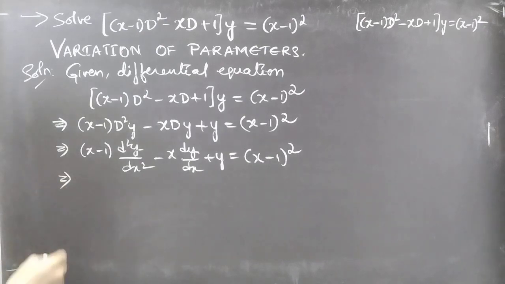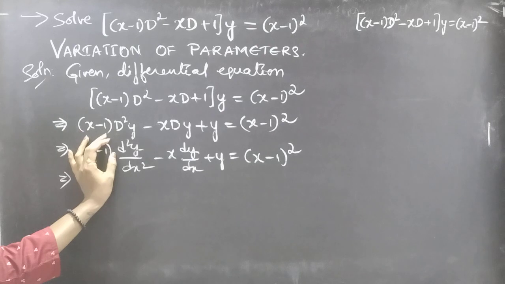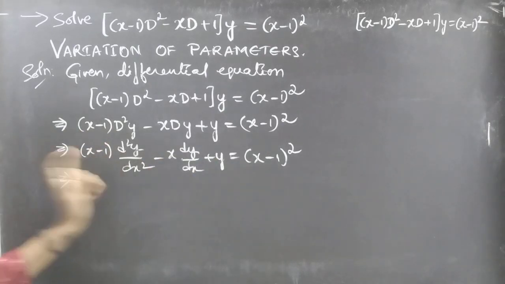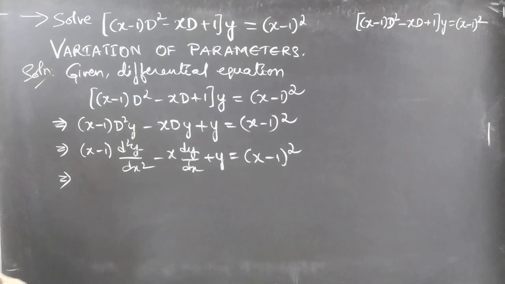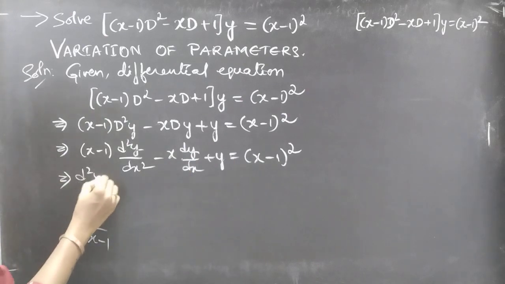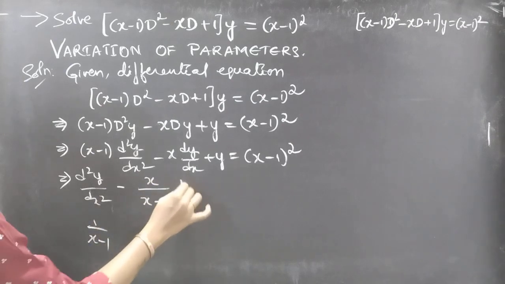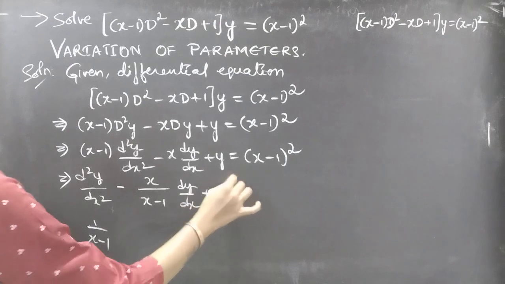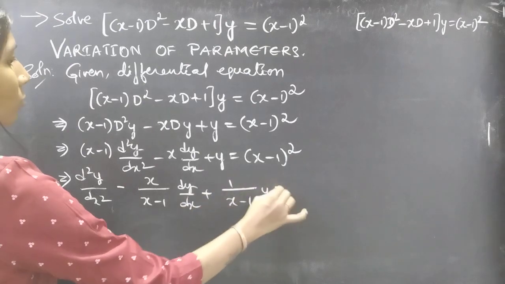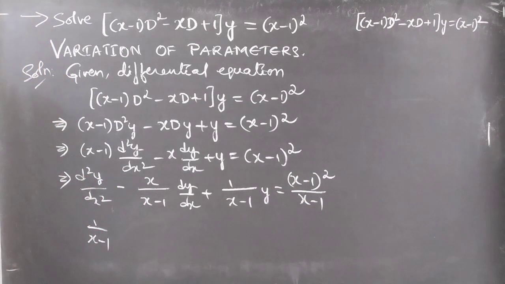Now let's write this equation in standard form. In order to write the equation in standard form, we have to make the coefficient of d squared y by dx squared unity. So we'll divide both sides of the equation by x minus 1, or multiply both sides of the equation by 1 by x minus 1. I'll just divide both sides by this x minus 1. Then I'll get d squared y by dx squared minus x by (x minus 1) into dy by dx plus 1 by (x minus 1) into y equal to (x minus 1) whole squared by (x minus 1), right?